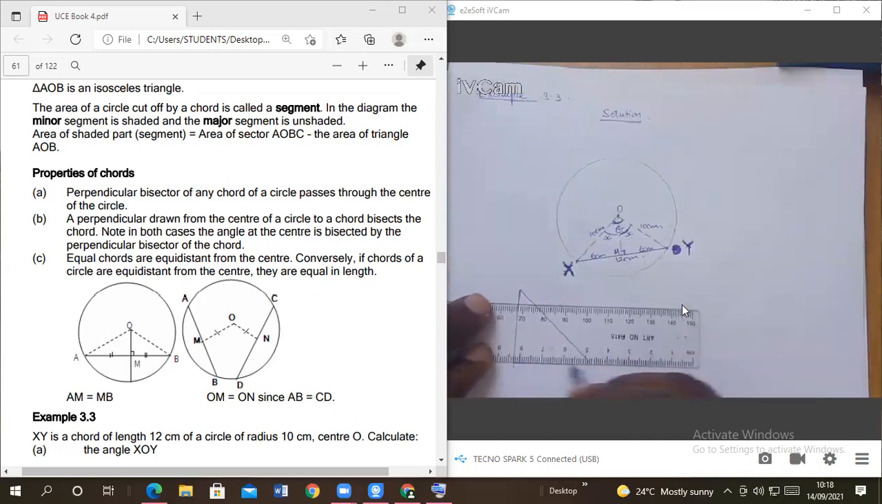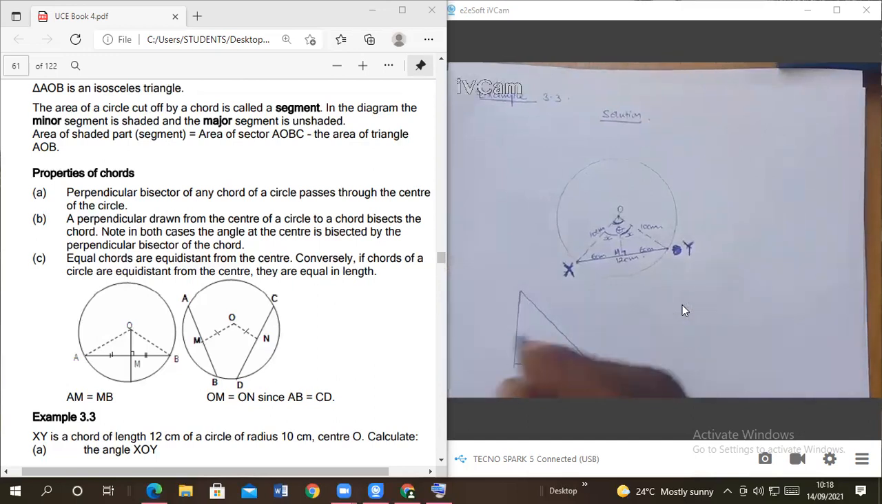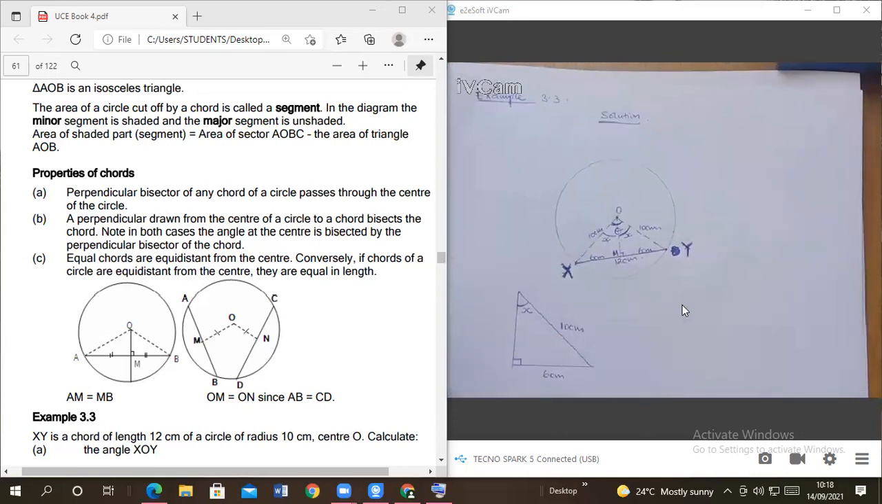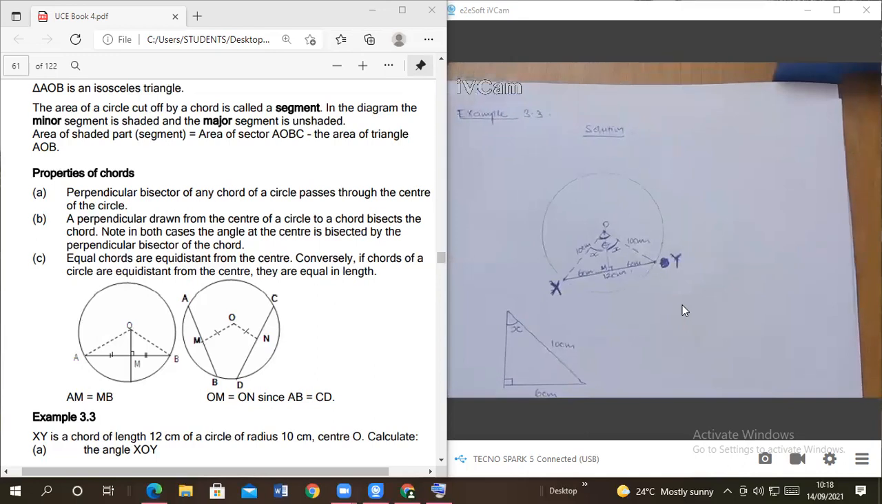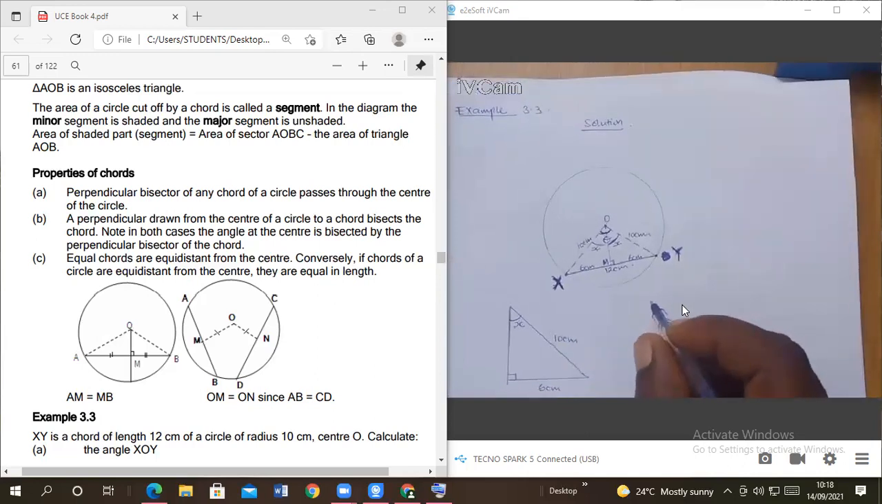So I'm drawing the right angled triangle the way it is. We have 10 minutes left and we should do this question. So I have X here. I know this is 10 centimeters and this is 6 centimeters. This is 90 degrees. So how do I find X? What will I use?